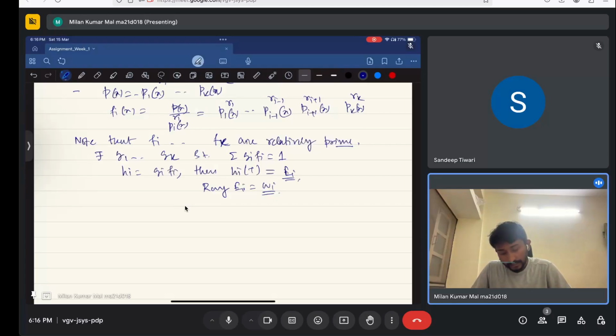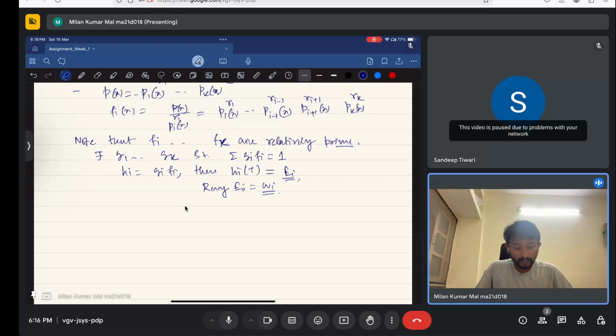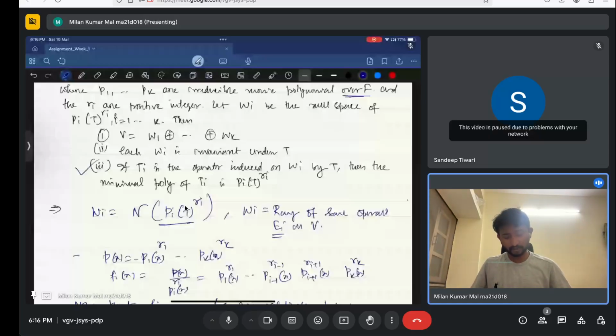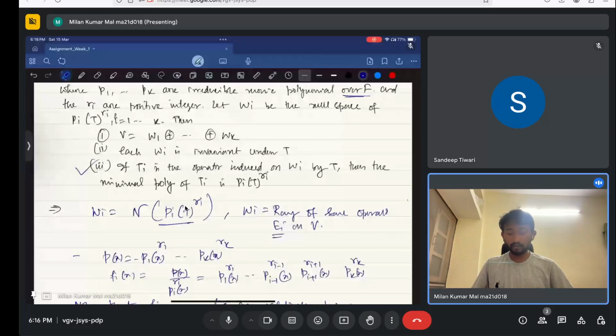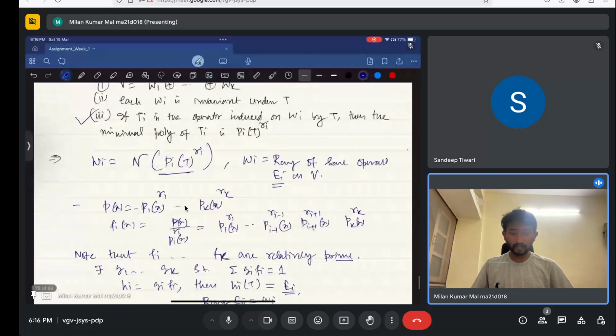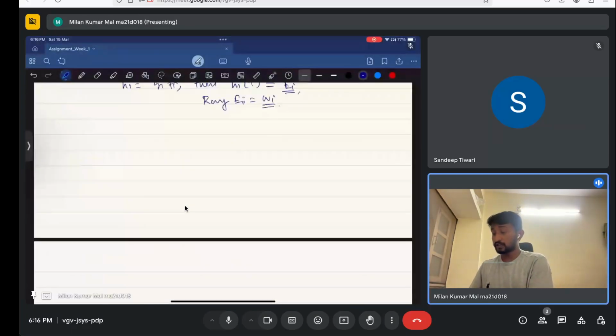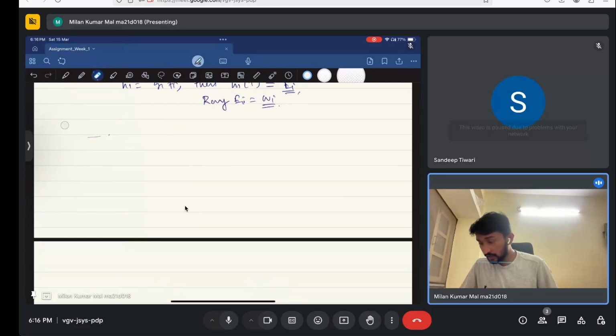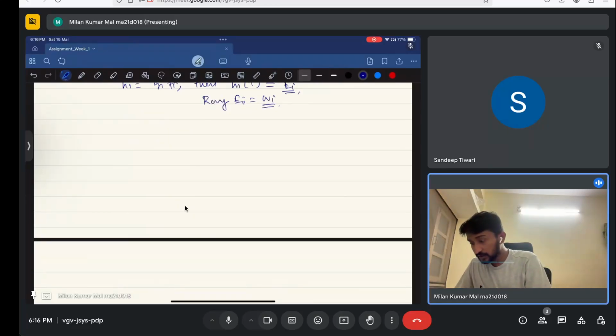Why the third one will satisfy that Ti is the operator induced on Wi by T, and the minimal polynomial is pi to the power ri, I will not say here. When I go to the Jordan canonical form, I will say it there. But on the basis of this, I will just discuss one problem, maybe not in the standard way with four options. Taking some problems and trying to solve them. Just one minute.